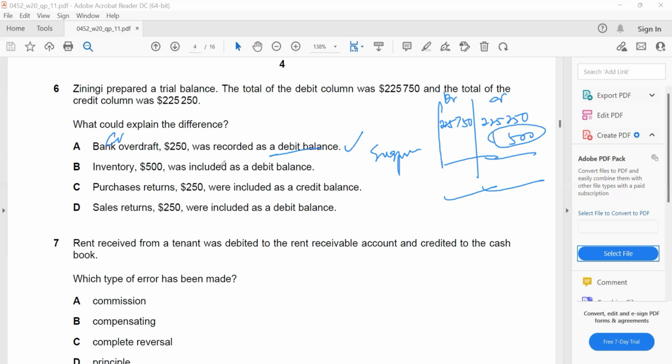Inventory 500 was included in the debit. Inventory in the debit is nothing wrong, so don't do an adjustment for this one. Purchases returns 250 was included. Purchases returns should be on the credit side, so nothing wrong with it. Sales returns 200 was in the debit balance. Sales returns should be in the debit balance, so nothing wrong with it also. So the answer should be A.